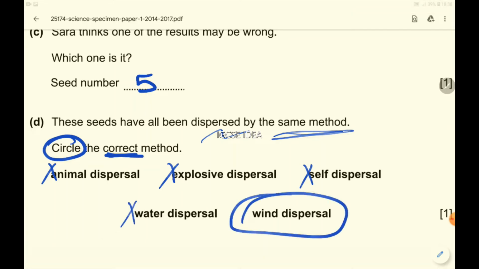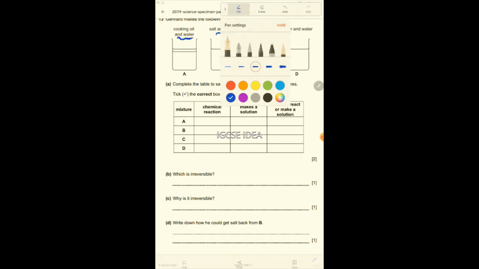Gennaro makes the following mixtures in his kitchen: cooking oil with water, salt and water, bicarbonate of soda and vinegar, sugar and water. Complete the table to say what happens to each mixture. Tick the correct box. Okay, mixture A is cooking oil with water. Chemical reaction? No. Makes a solution? No. Does not react or make a solution? Yes, as oil does not mix with water.